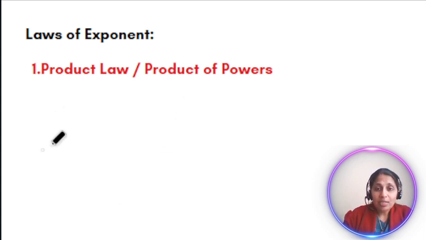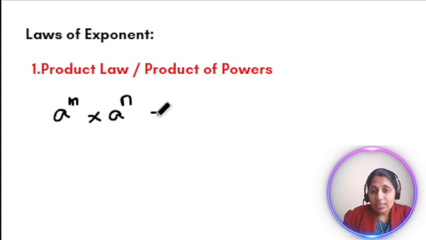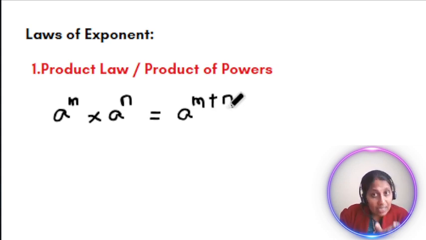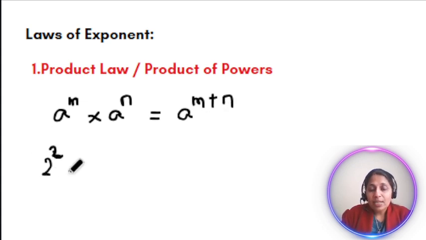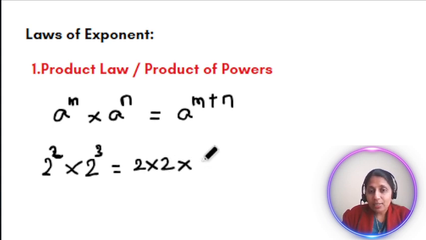The product law says that if a to the power of m is multiplied by a to the power of n, then it can be written as a to the power of m plus n. When the same bases are multiplied, the powers get added. For example, 2 to the power of 2 is multiplied with 2 to the power of 3. 2 to the power 2 means 2 times 2, which is multiplied with 2 times 2 times 2, that is 2 to the power of 3. So basically, how many 2s? 5.